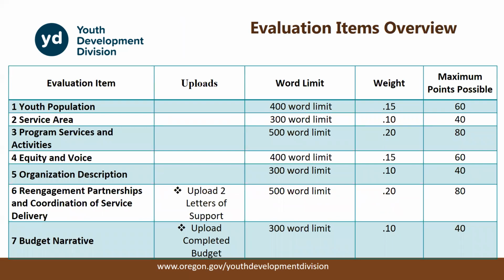Okay, so what we have here on the screen are the 7 evaluation items, the word count limit, the weight and the maximum point for each of the evaluation items. And I'll draw your attention to evaluation item number 6, re-engagement, partnership, and coordination of service delivery. This is where you will be uploading your letters of support. And then in evaluation item number 7, budget narrative, this is where you will be uploading your completed budget.